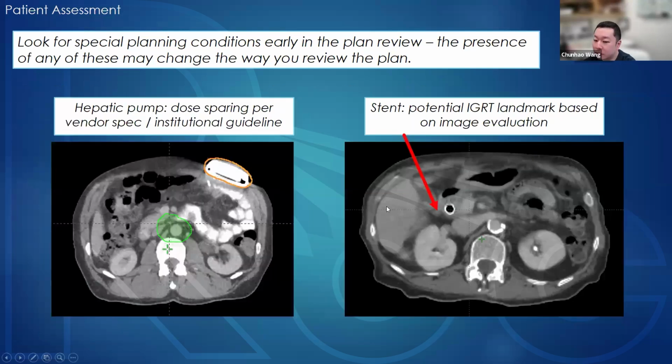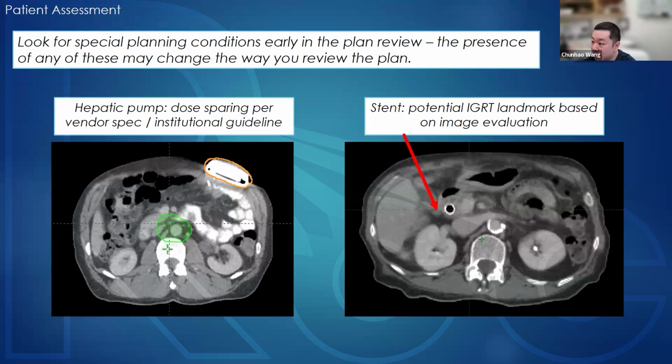So this is an example of a treatment patient with a hepatic pump on the patient's left abdominal wall. To spare this kind of electronic device, which we usually call non-critical, because the patient's life does not depend on the function of this device, we should follow the vendor specification, which is always the first thing we want to check if it is available. Otherwise, we have to follow the institutional guideline. As a reference, in our clinic, the dose limit for such a hepatic pump is 10 Gy max.